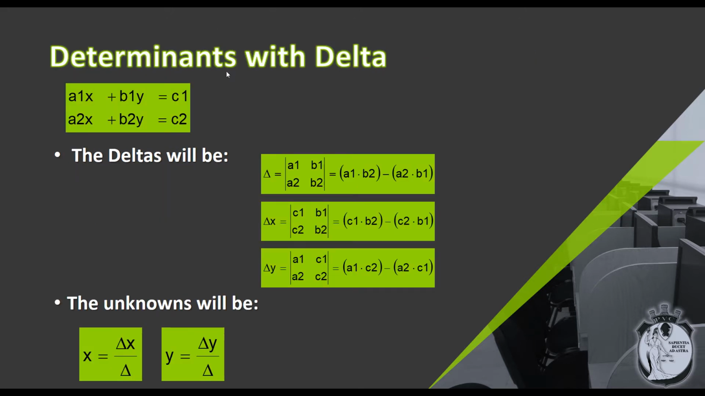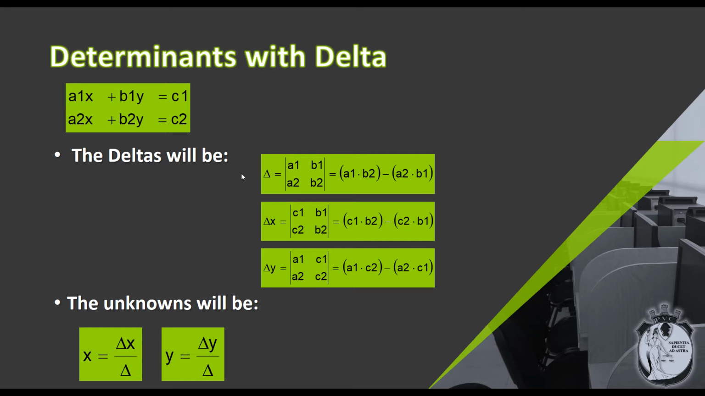This is the structure of one linear equation. You need to understand that the first is A1, the second is B1, and the equals to is C1. The second equation is A2, B2, and C2. You need to structure your equations like that.